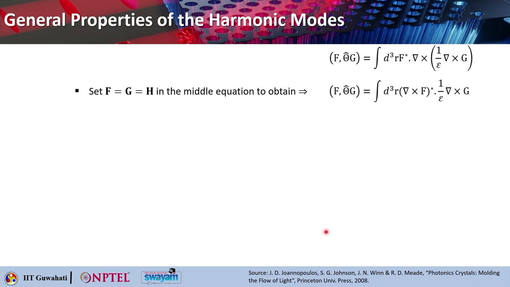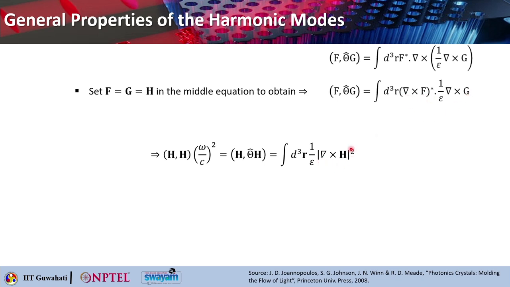Then this inner product is very easy: when you set f equals g equals H in this particular equation, you basically get the inner product of H with H times omega by c whole squared, and that can be written as this. It turns out that f and g are both equal and both H, so there is curl of H twice.